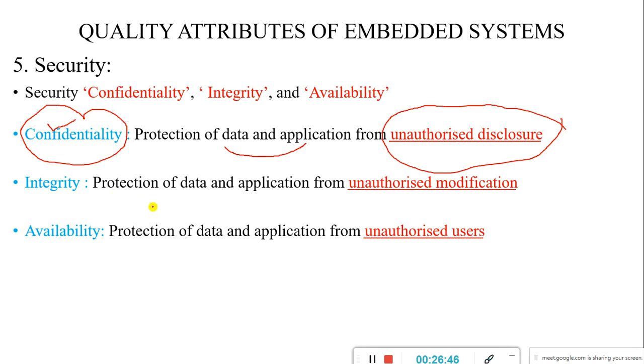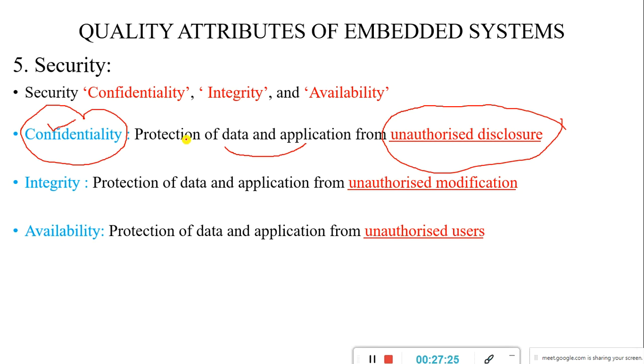Now, integrity. What do you mean by integrity? Again, it is a protection of data. See here, all the three important points concerned with security are to protect the data and application: confidentiality from unauthorized disclosure, integrity from unauthorized modification. So if any other person tries to enter my Gmail account and modify this data, that should not happen. That's what we call integrity. And availability, the protection of your data and application from unauthorized users.